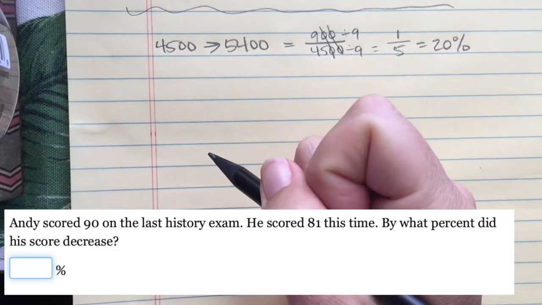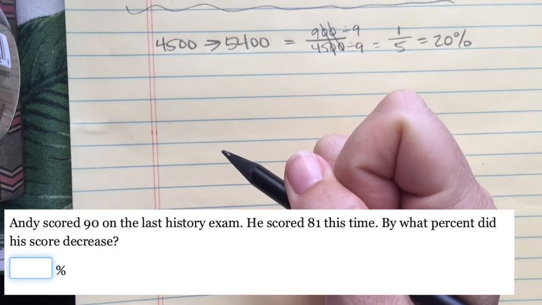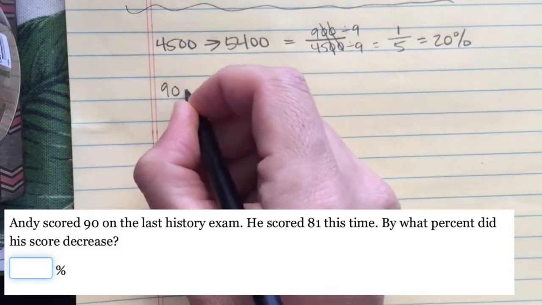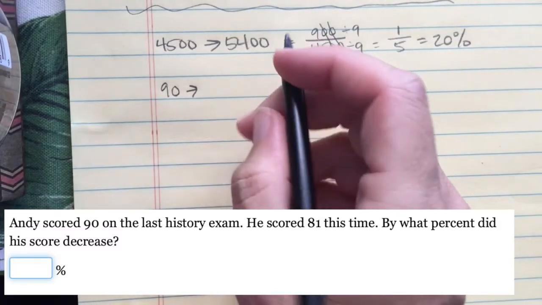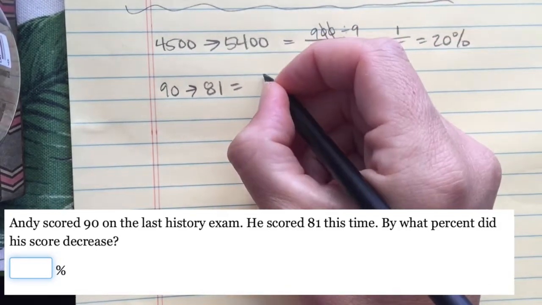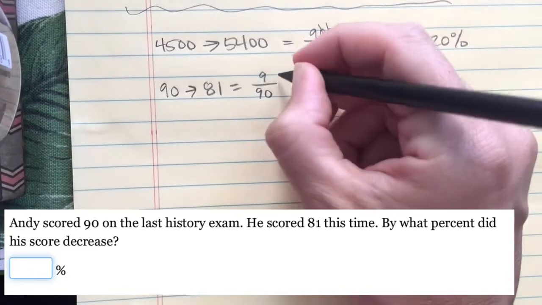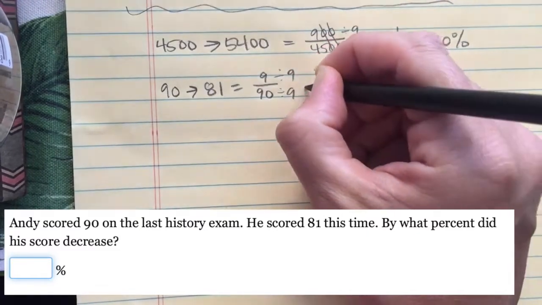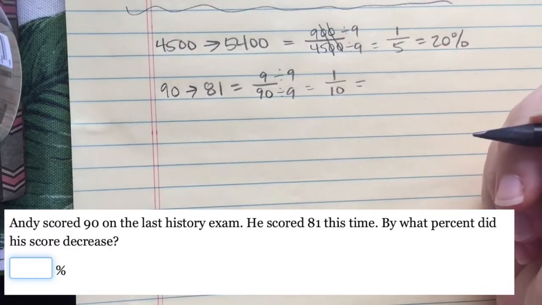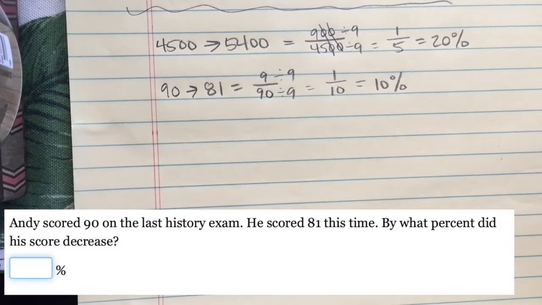All right, for this one, Andy scored 90 on the last history exam. He scored 81 this time. By what percent did his score decrease? So we're going from 90 to 81. So the change in this case, it went down by 9, and the original is 90. I'm going to go ahead and reduce this fraction. So that would be 1/10, and 1/10, if you remember, is the same thing as 10%.